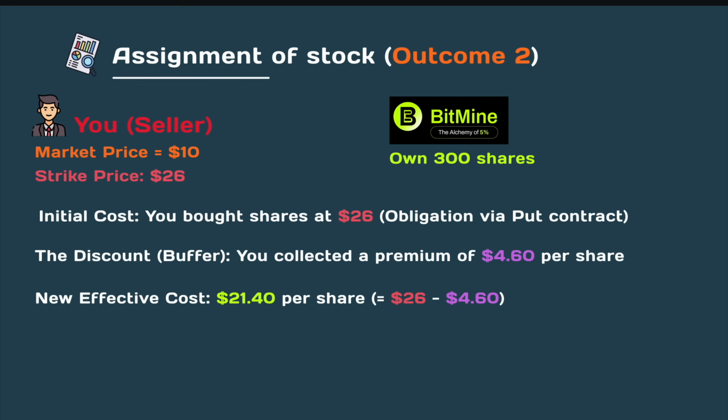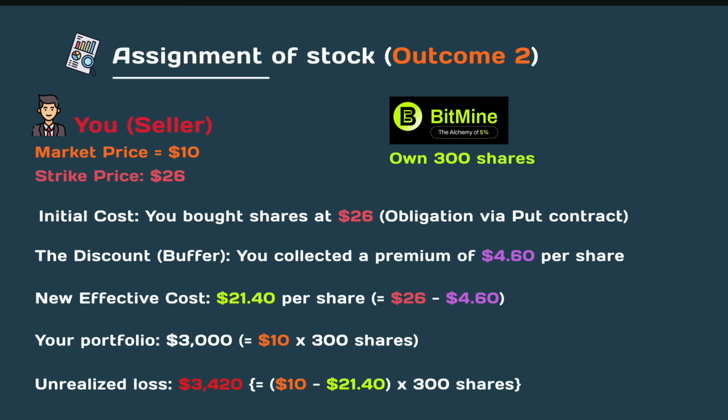Now in this case, we want to look at what the market is valuing your current portfolio. Remember that the stock price is trading at $10. Because you now own 300 shares, your portfolio is only worth $3,000 on the market. If you look at your account right now, don't panic, this is only an unrealized loss. From $21.40 down to $10, multiplied by 300 shares, you basically have an unrealized loss of $3,420. Remember, this is not a loss yet until you realize it.